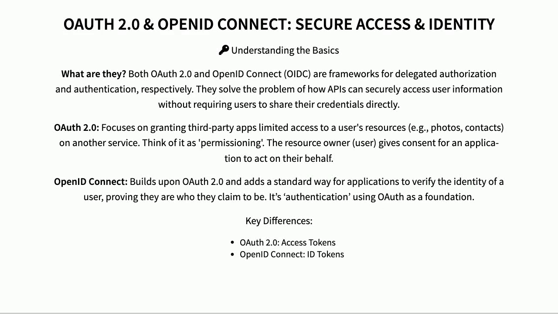Let's talk about securing API access. We're diving into OAuth 2.0 and OpenID Connect, two powerful tools that help apps like yours connect to user accounts safely. Think of OAuth 2.0 as a way for an app to get permission, like a key to access things on a user's account, like their photos or contacts. OpenID Connect takes this a step further by actually verifying who the user is, confirming their identity with an ID token. Essentially, it's using OAuth 2.0 as a base for secure authentication. It's all about keeping your users' data protected and giving them control over what information is shared.